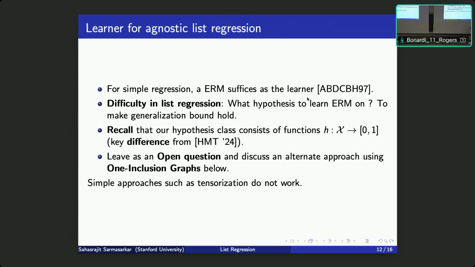And this is a key difference from this list paper, which had actually used this hypothesis class to be a list function class. And this is an open question, but we use a construction from the one-inclusion graph below.